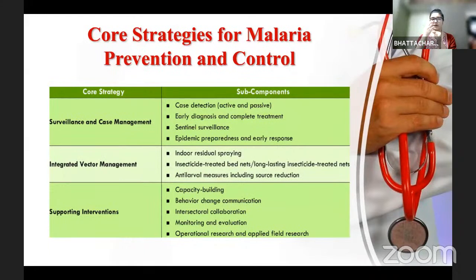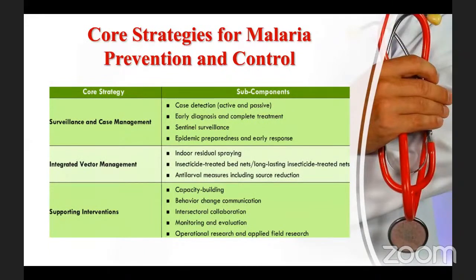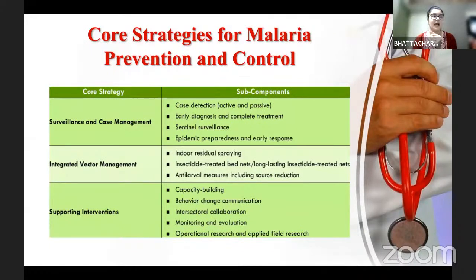Lastly, there are the supporting interventions, such as capacity building. Capacity building means a process of developing and strengthening the skills, processes, and resources that organizations need to survive, adapt, and thrive in a fast-changing world. Basically, we are always in a state of evolving, so we need some modifications or adaptations in the whole process so that we can thrive in this fast-changing world. Next is behavior change communication.